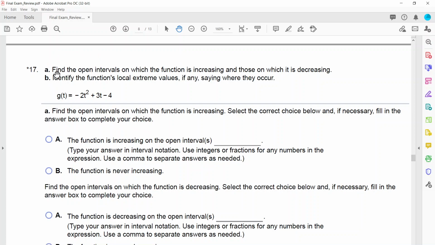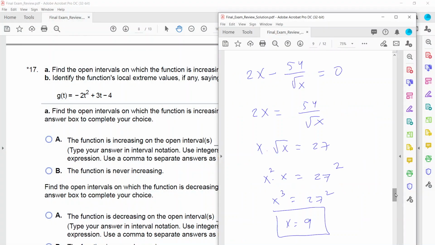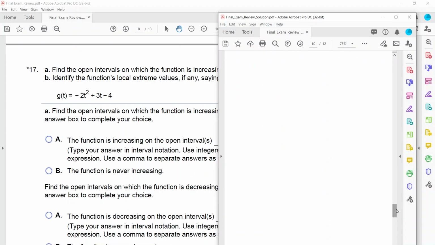So you need to find the open intervals where this function is increasing and where it is decreasing. For that, you need to find the derivative of this function. Remember, the function would be increasing if the derivative of that function, let's say here g of t, is positive on that interval. If the derivative is negative, the function would be decreasing. So just find the derivative of this function, which is -4t plus 3.